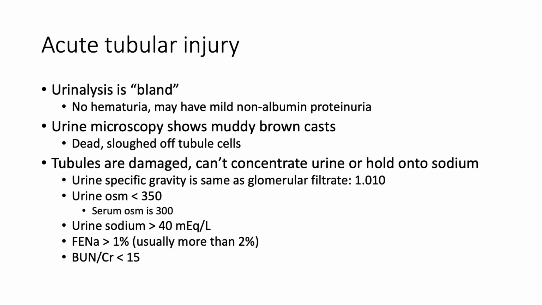So typically in acute tubular necrosis, your urinalysis will be bland in the sense that there's not going to be any hematuria, so no dysmorphic red blood cells, and there might be some proteinuria on the dipstick, but it's usually a non-albumin proteinuria, so the dipstick might actually be negative.